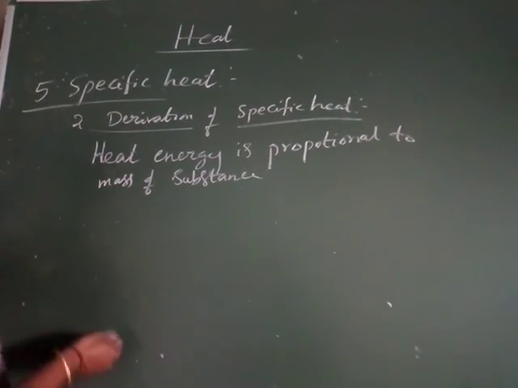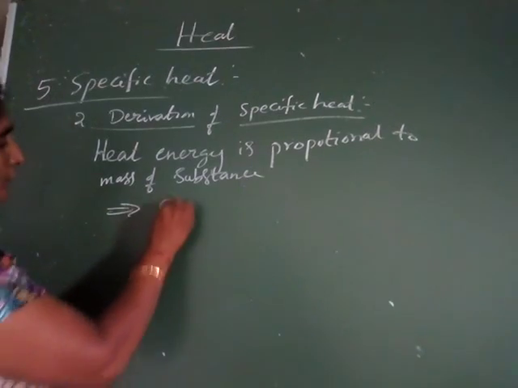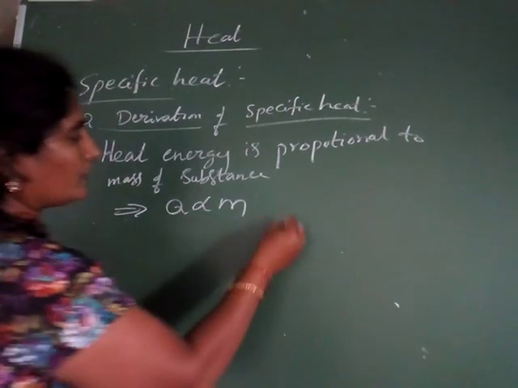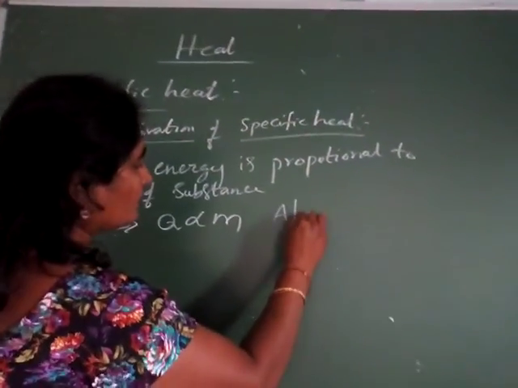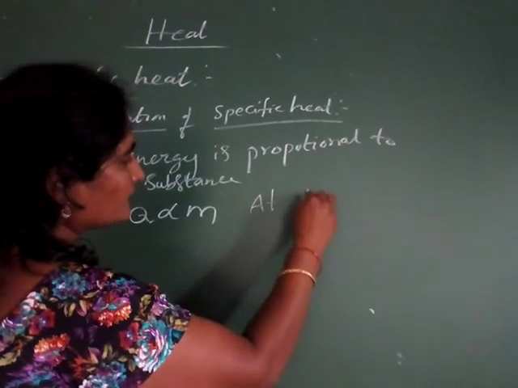Then we can write Q is proportional to m. At constant temperature only, how to take it? Here the temperature is constant.